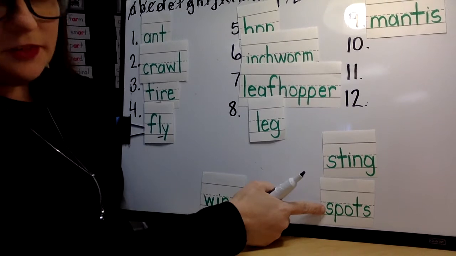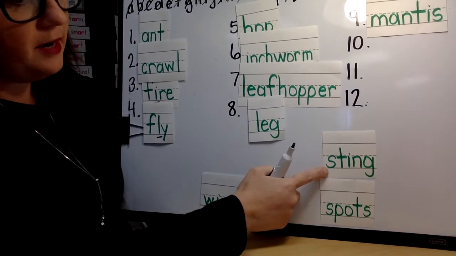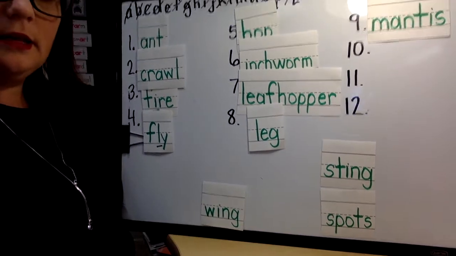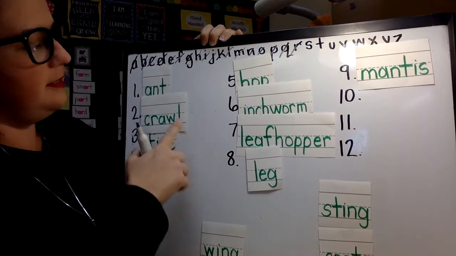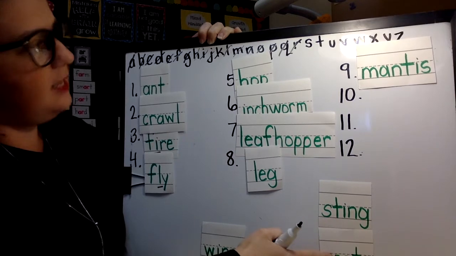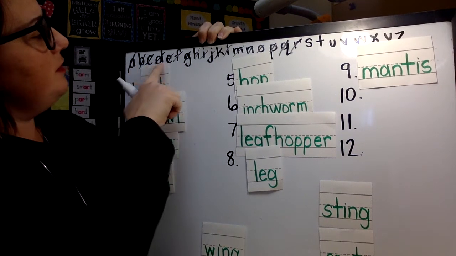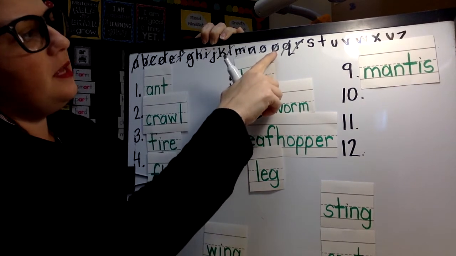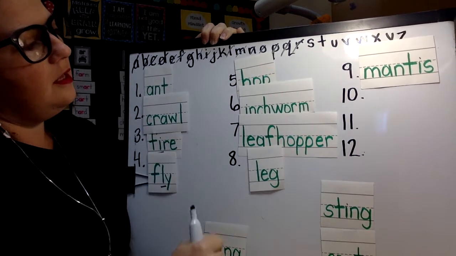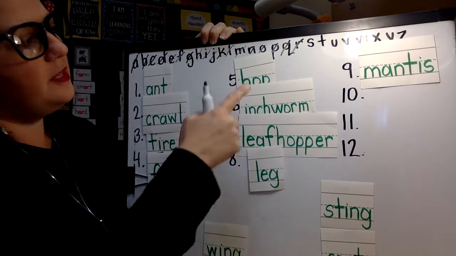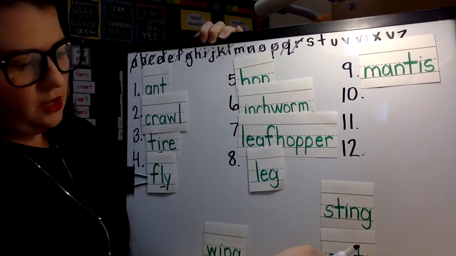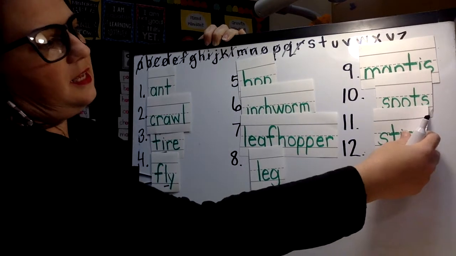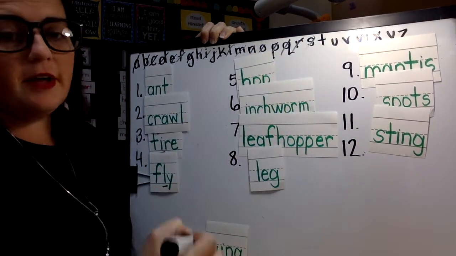The first letters are the same, S, and now we have to compare the second letters, T and P. So let's look back at our alphabet and let's see which one comes first, T or P. Starting at the beginning, looking for T and P. Well, there's P and there's T. So which one comes first? That's right, letter P. So spots will come first, and then sting, and there's our S words.